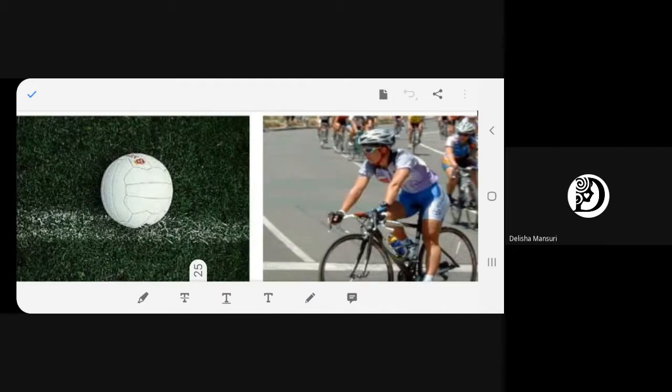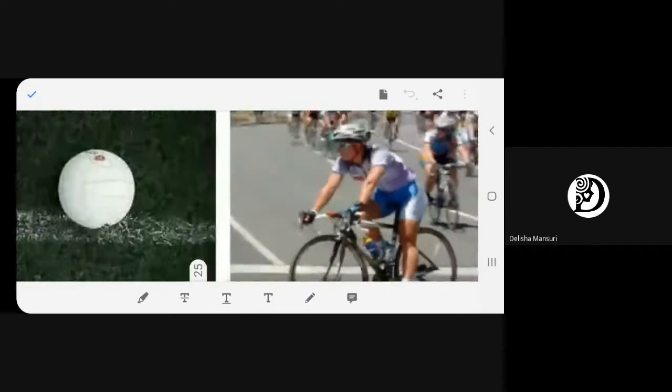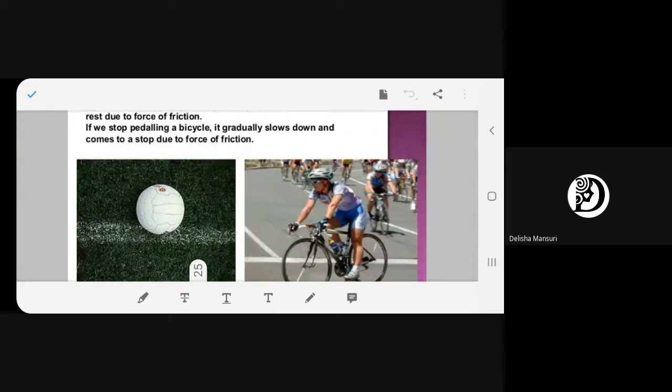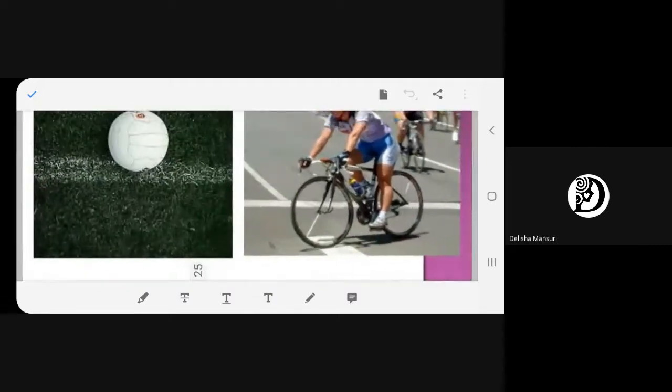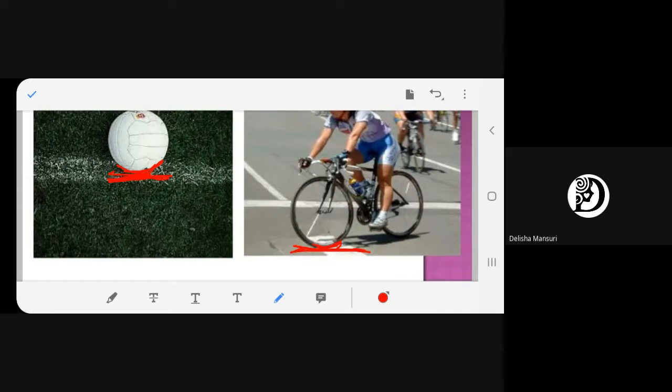Why? Because of the force of friction. In this case also, if we stop pedaling a bicycle, automatically the cycle slows down and it comes to a stop after some time due to force of friction. Where do you observe the force of friction? It is between the tube and the floor, between the ball and the grass surface. Do you understand? This is the contact where it is touching.